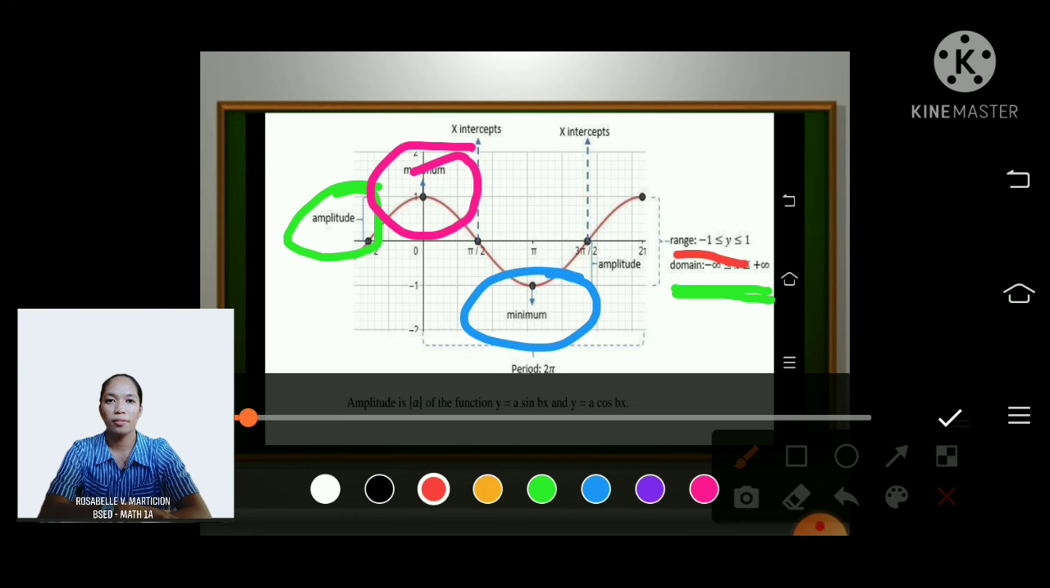And the intercepts of this given are pi over 2 and 3 pi over 2 and so on. And the period is 2 pi.